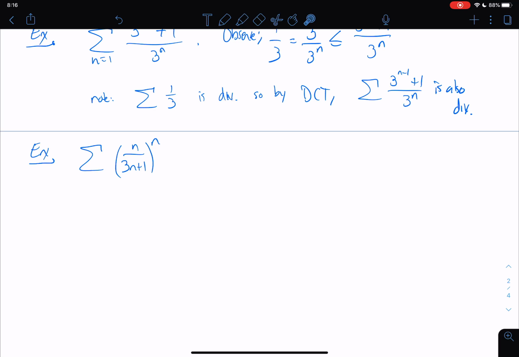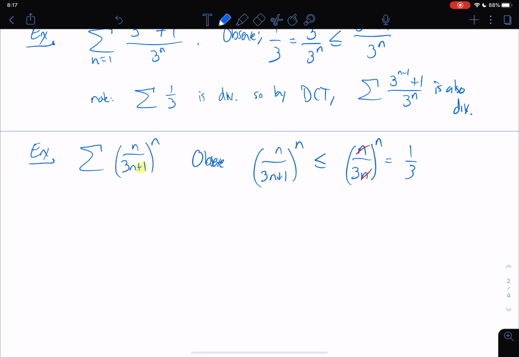So an option is to sort of take n to infinity and see if you get something that's non-zero. But I think we can do better. Because notice if I were to just delete this positive 1 in the bottom, I'm going to get something bigger. So observe that (n over 3n plus 1) to the n is less than or equal to (n over 3n) to the n, which then I can cancel these n's, and I'm simply left with (1/3) to the n. Well, that's great news.